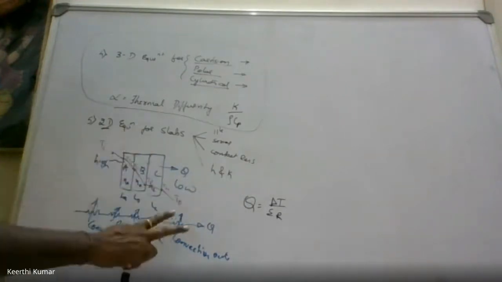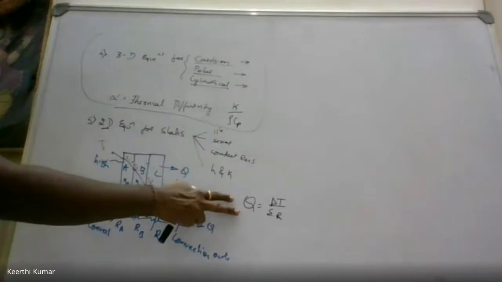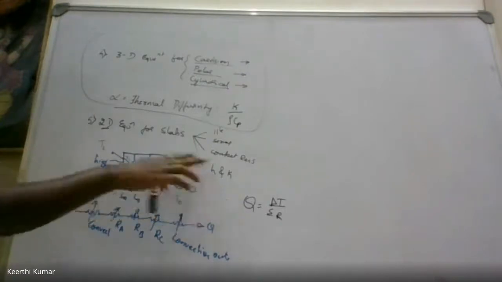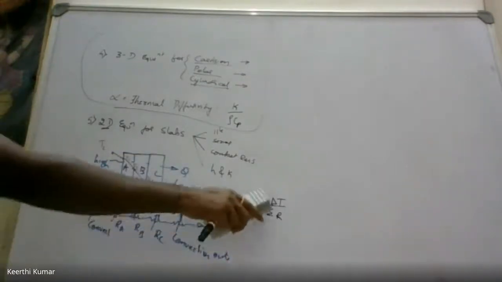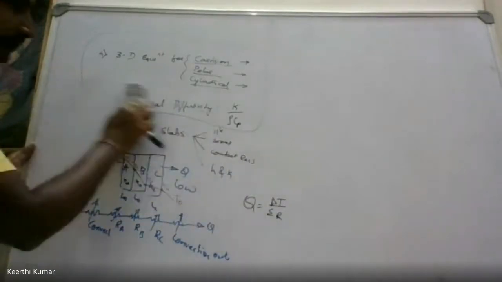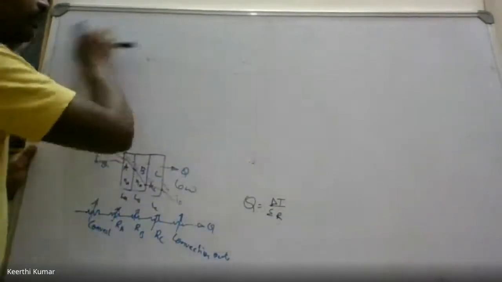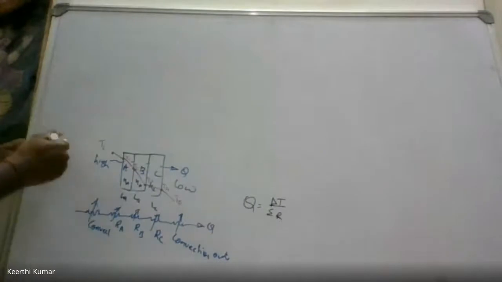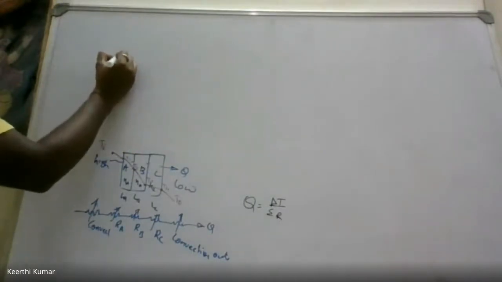Okay. So the entire chapter holds on this formula only, delta T by sigma R. But you should know what is sigma R. I'll explain that. The sigma R is nothing but the combination of different R's. R for convection.